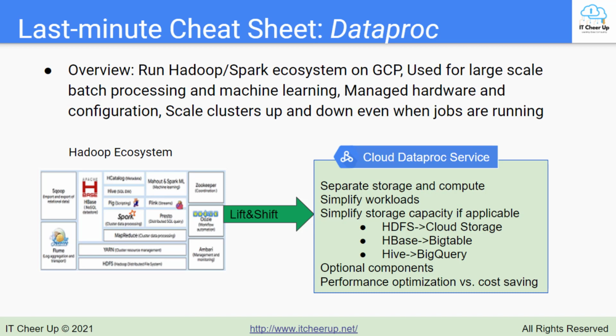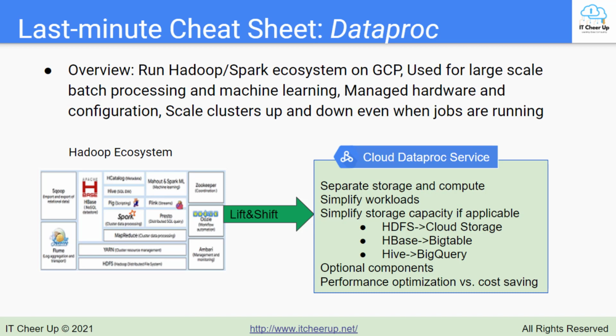When you lift and shift your on-prem Hadoop ecosystem into Google Cloud Dataproc, pay attention to best practices of migration, such as separate storage and compute, simplified workloads, and simplify the storage capacity if applicable, such as HDFS to cloud storage, HBase to Bigtable, Hive to BigQuery. You can add the optional components as needed.